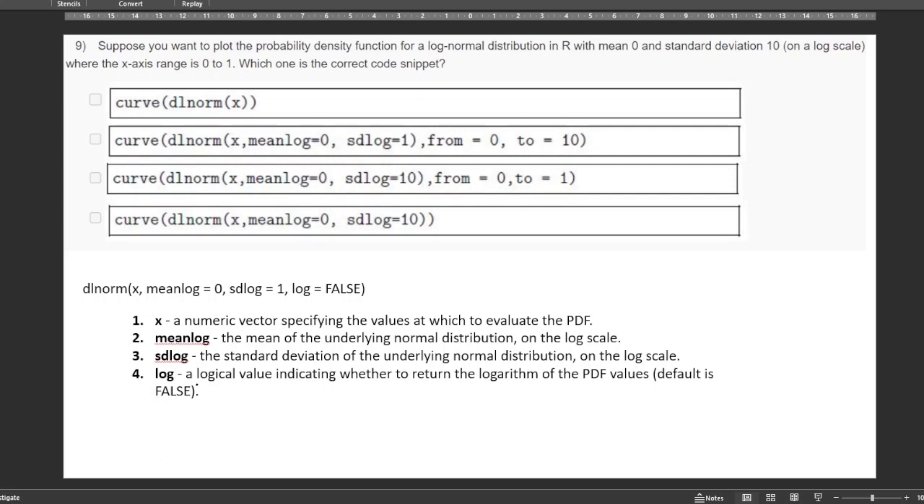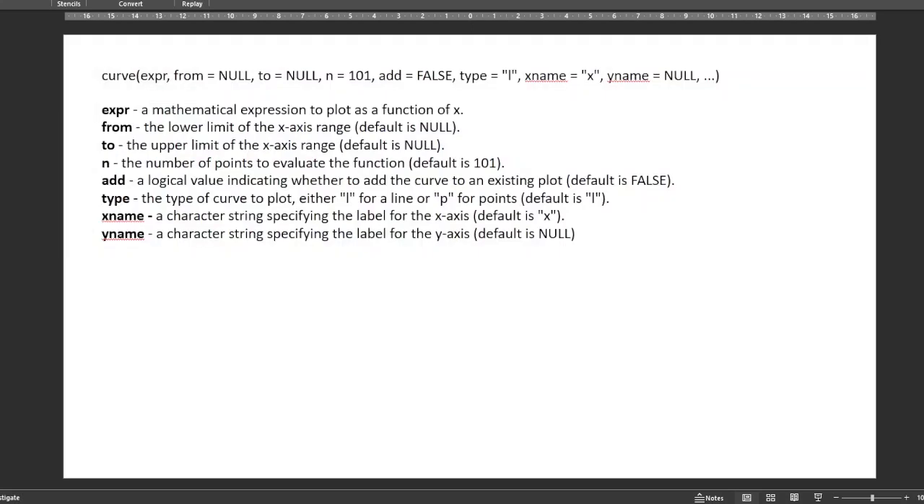Then, whether the value should be returned in log or not, for that we have to give log TRUE for returning in log, and by default log is FALSE. So here, if you see, curve is used for plotting the expression, a mathematical expression.